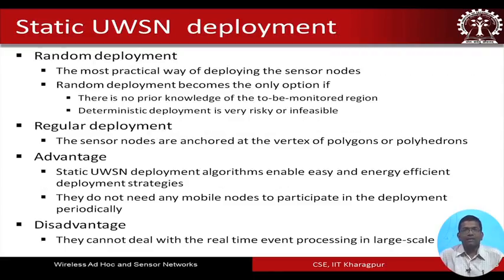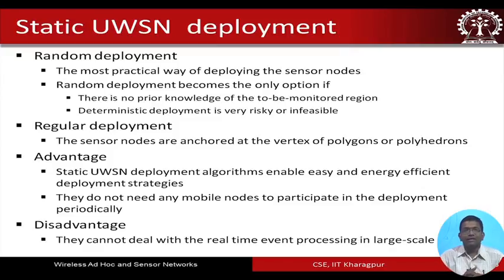Random deployment is more of a practical way of deployment, where, as the name suggests, you deploy the sensor nodes randomly at different positions. And in regular deployment, it is determined. So, maybe some kind of a polygonal shape or a polyhedral shape is considered, and these sensor nodes are anchored at the different vertices of these polygons and polyhedrons.